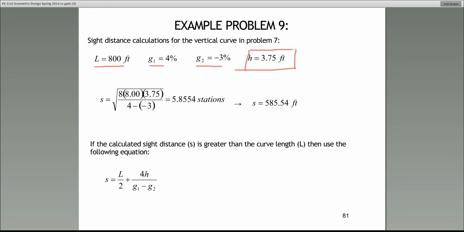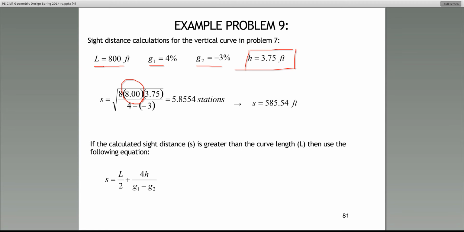You substitute everything in here, but I have to point out something very, very important to you. In this particular equation, the length of the curve is expressed in terms of stations. Please make a note of that. That's very important. So the length of the curve in this equation is expressed in terms of stations. So if it's 800 feet, you use 8 in here.